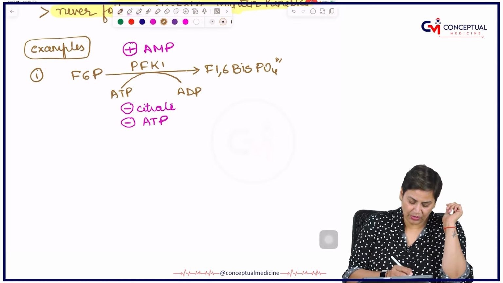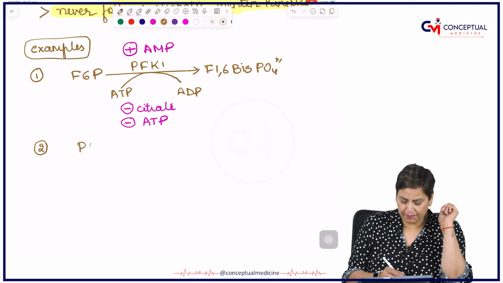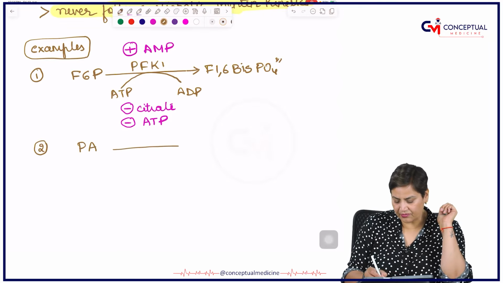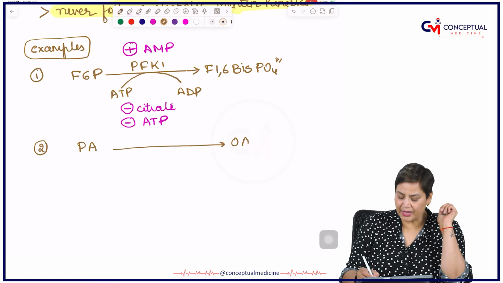Then if we talk about the second example, pyruvate is converted into oxaloacetate. The name of the enzyme here is pyruvate carboxylase.